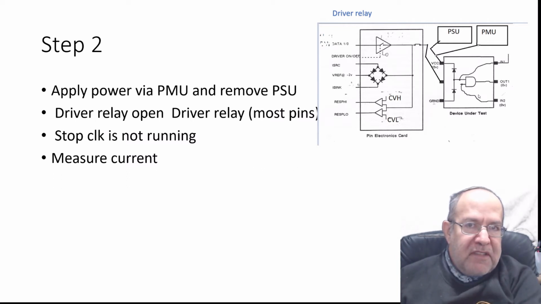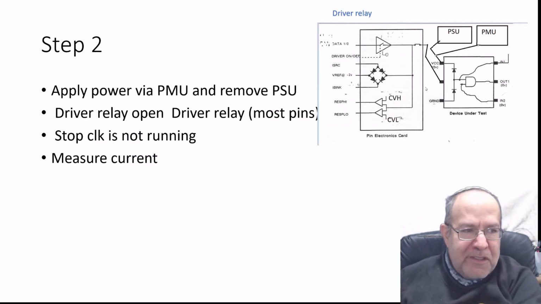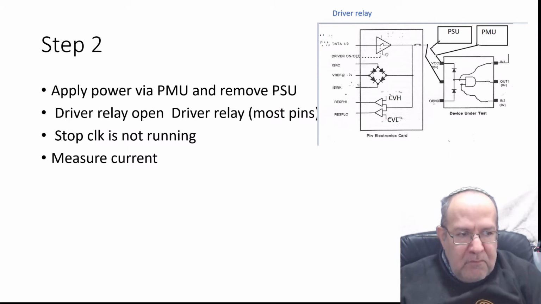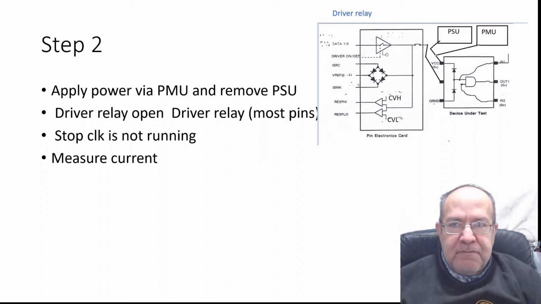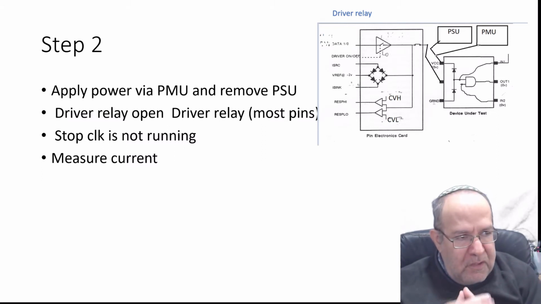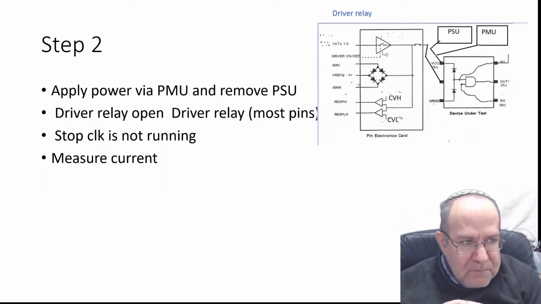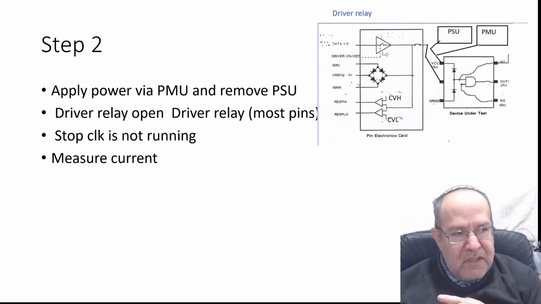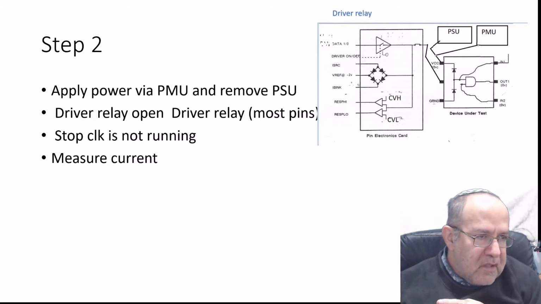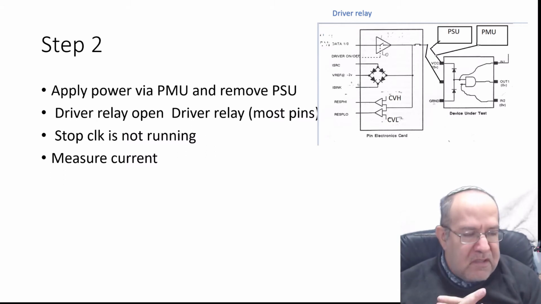Once I've connected the PMU, I'm going to disconnect the driver relay on all non-essential pins. Why am I disconnecting the driver relay on non-essential pins? Because I don't want to measure leakage current going through the tester to the pins. I want the pins to be in the air so that I don't measure leakage through the tester.